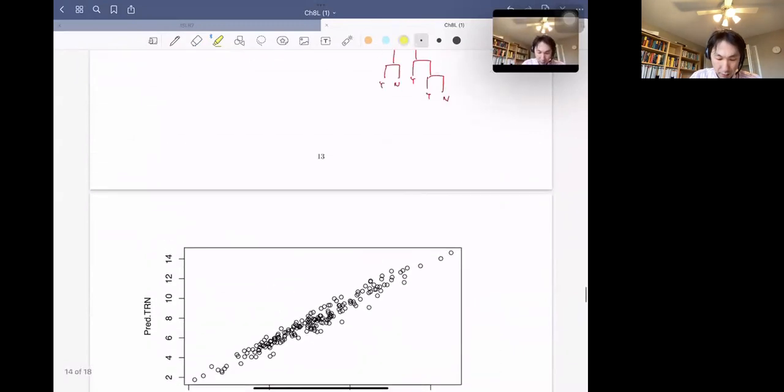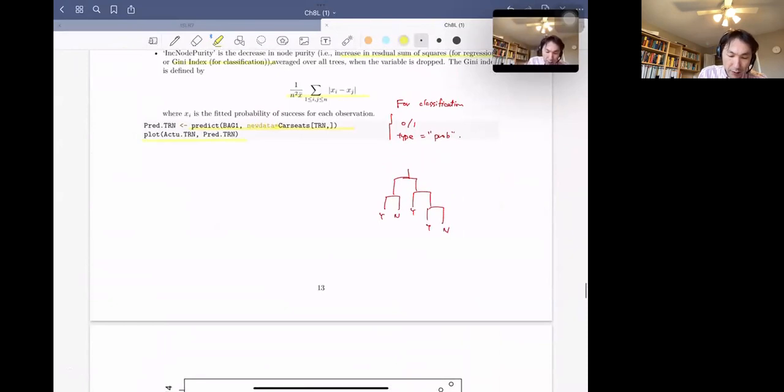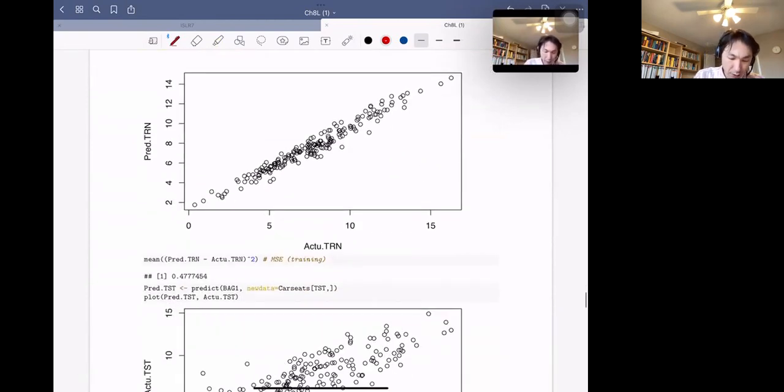Okay, and the next one, I plot the actual sales and the predicted sales for the training data. I made a scatter plot for this. So this is predicted and this is actual. And you can see the correlation is pretty high. It's predicted pretty well. So when actual is about 10, the predicted value is also about 10.